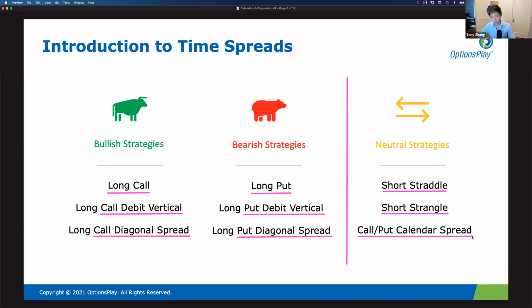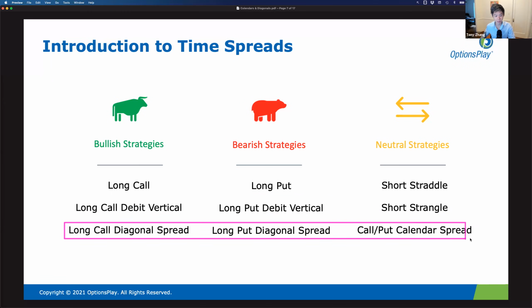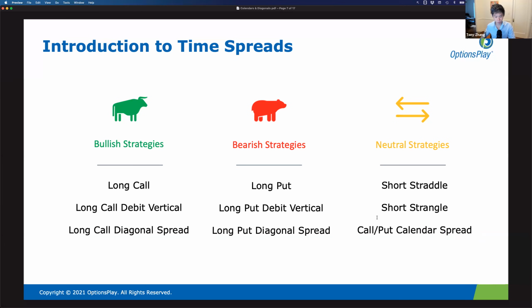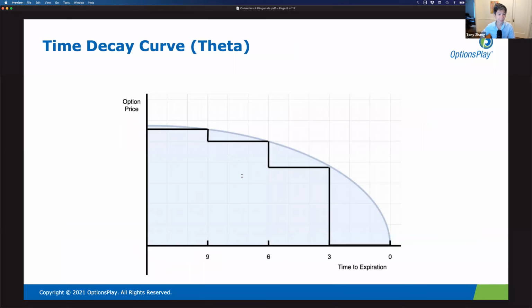And that's the key here, to be able to take on a neutral view, but do so with limited risk. So those are the strategies we're going to explore here today: calendar spreads and diagonal spreads. We're going to first talk about the calendar spread, the neutral strategy, and then we're going to talk about a long call diagonal spread. We're not going to cover a long put diagonal spread, because if you understand calls, this is just the mirror image of it. So we're going to spend our time learning about call diagonal spreads, and you'll see how you can easily flip the mirror image to the put side.